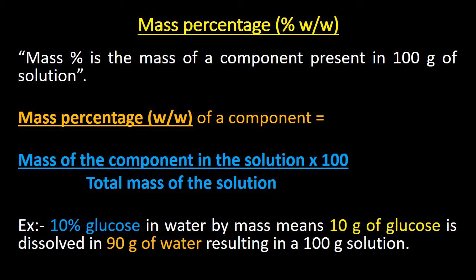Okay, let us know what do you mean by mass percent. Mass percent is the mass of a component present in 100 gram of the solution. Mass percentage of a component is calculated by the following equation, that is mass percent of a component is equal to mass of that component in the solution into 100 divided by total mass of the solution. For example, 10% glucose in water by mass means 10 gram of glucose is dissolved in 90 gram of water, resulting in a 100 gram solution.